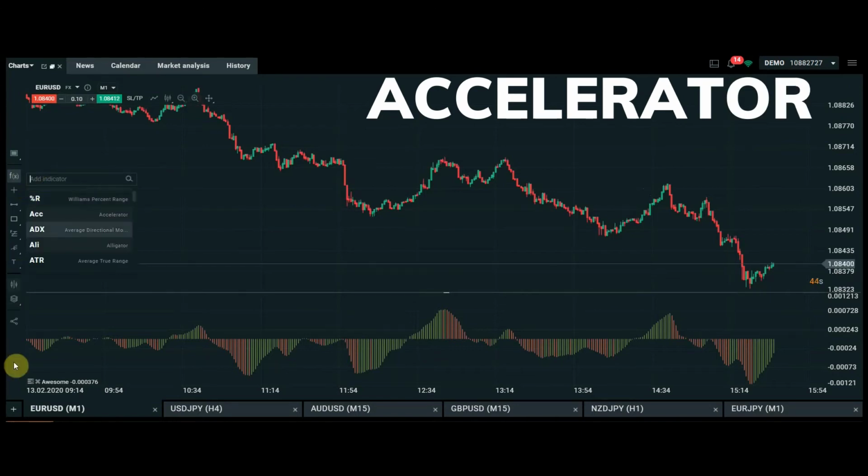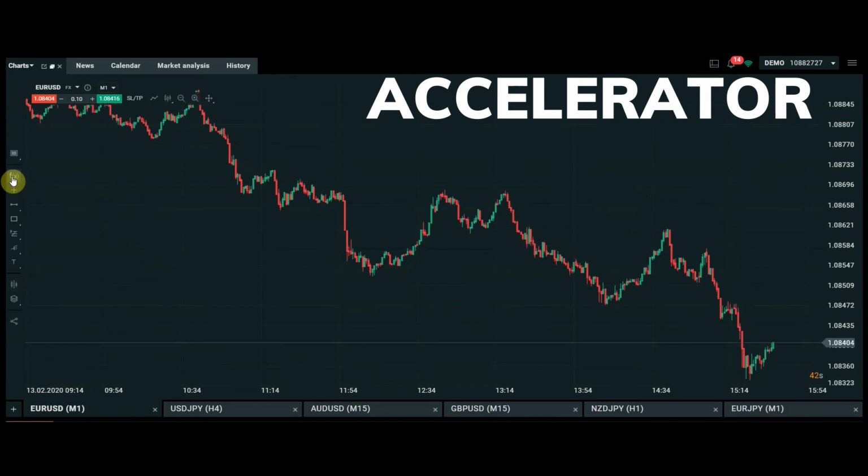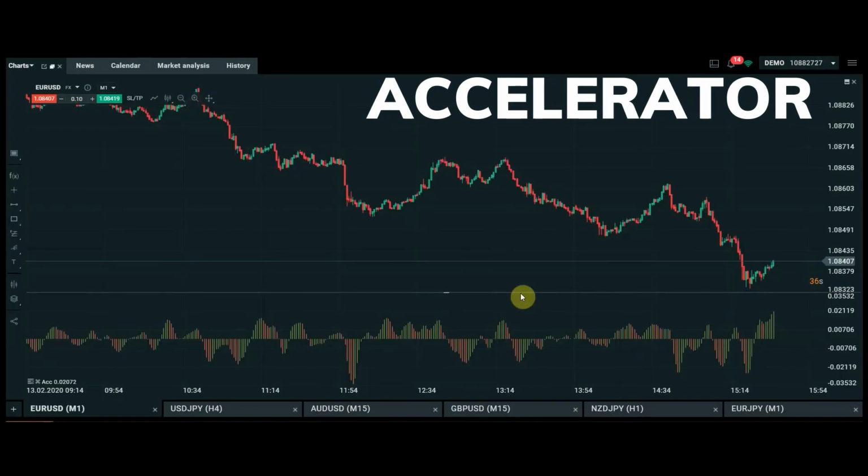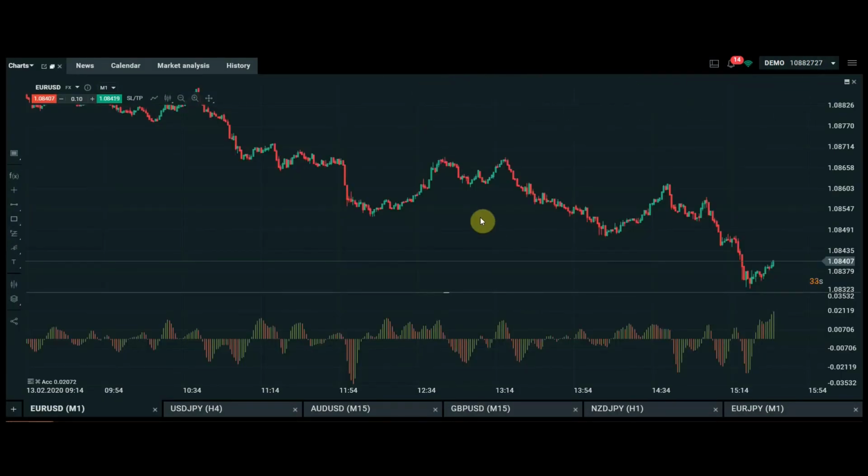Now the other indicator I want to show you at this point is called the accelerator. And the accelerator, let me just delete the awesome indicator. The accelerator is this one here. Again, it has no settings, and it's a very similar histogram type indicator. The accelerator reveals the driving force behind movements in the market.